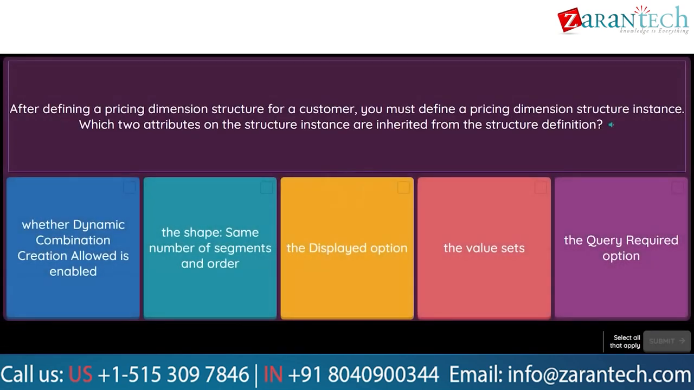Question, after defining a pricing dimension structure for a customer, you must define a pricing dimension structure instance. Which two attributes on the structure instance are inherited from the structure definition? Option 1, whether dynamic combination creation allowed is enabled. Option 2, the shape, same number of segments and order. Option 3, the displayed option. Option 4, the value sets. Option 5, the query required option.